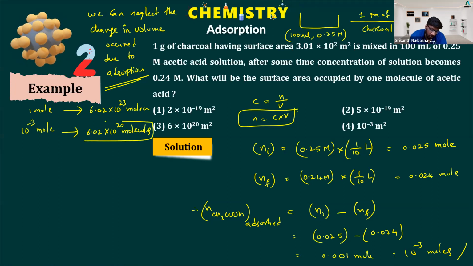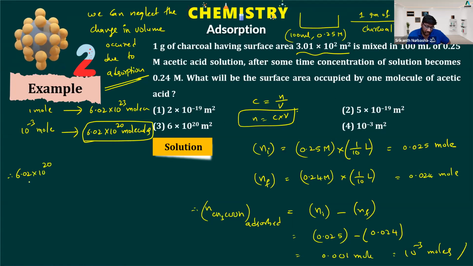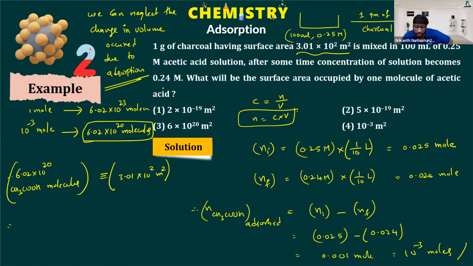So these many molecules of acetic acid got adsorbed on how much surface area? These many molecules of acetic acid adsorbed on 1 gram of charcoal whose surface area is 3.01 into 10 power 2. Therefore, I can say 6.02 into 10 power 20 CH3COOH molecules occupied a surface area of 3.01 into 10 power 2 meter square. Therefore, what they are asking: what will be the surface area occupied by one molecule of acetic acid?